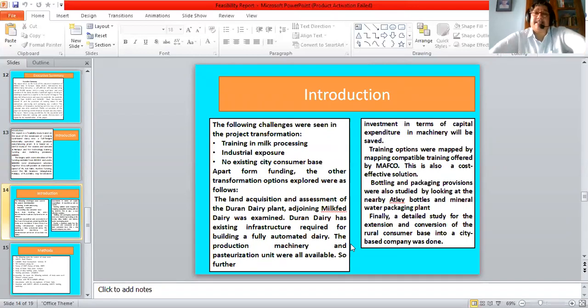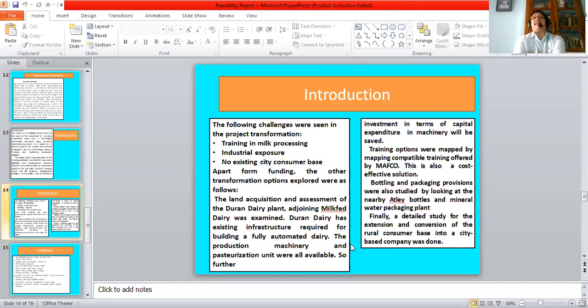Okay, let us see further. Training options were mapped by mapping compatible training offered by MAFCO. This is also a cost-effective solution. Now, MAFCO is a farmers' cooperative in the state of Maharashtra. Now, bottling and packaging provisions were also studied by looking at the nearby Atlee bottles and mineral bottles packaging company.